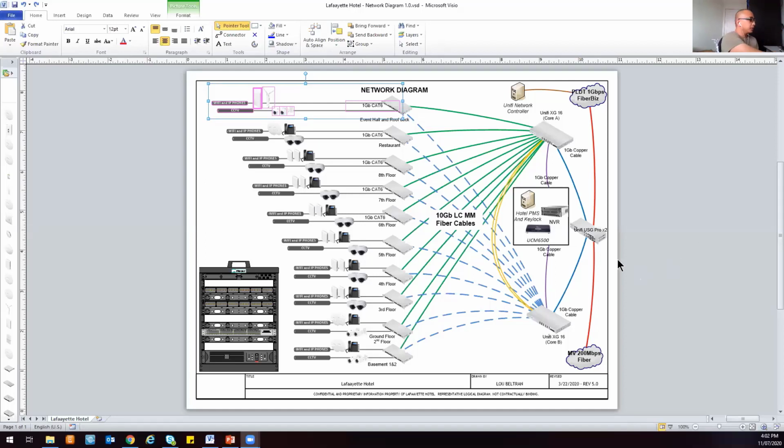So here are our two Unifi USG Pros. Now, why do we have two Unifi Security Gateway Pros? We're going to be setting this up using VRRP. One is on hot standby and the other one is active.